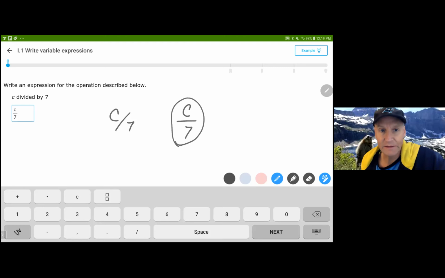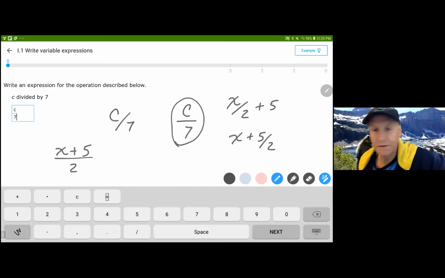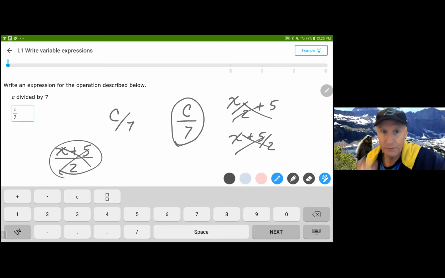Now, it doesn't seem like it's a big deal until you get to something like this. X over 2 plus 5 is different from X over 2 plus 5 with the whole thing in the denominator, and you need to know which one you're talking about. So this is a much better way to write things, because it makes it clear which one is happening where. So write straight up and down.